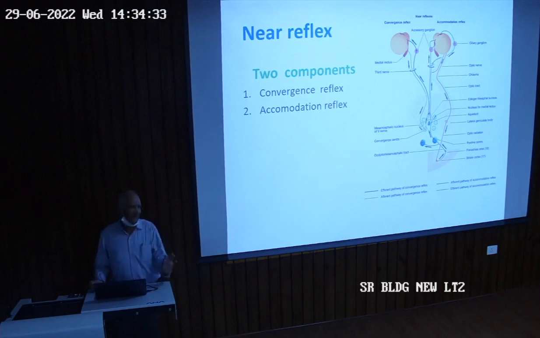So the near reflex has two components, convergence and accommodation. What are the afferent and efferent pathways? I am going to tell you.